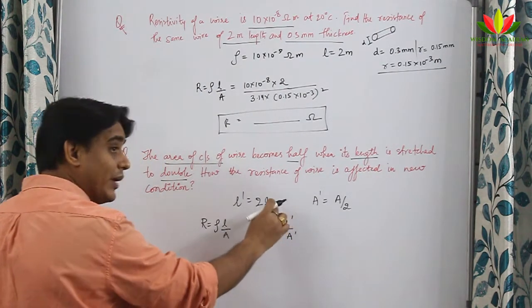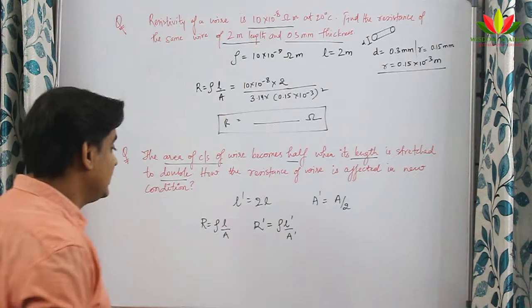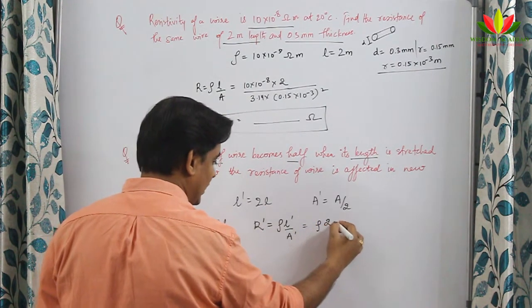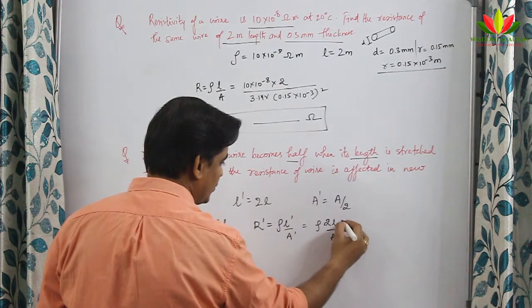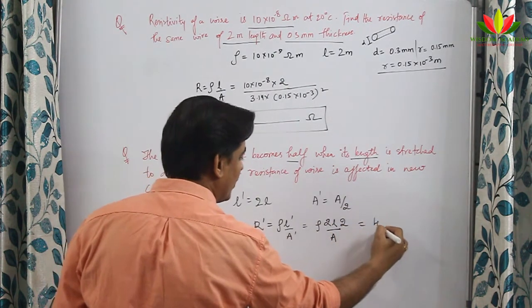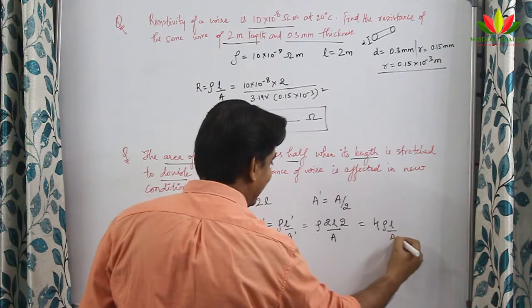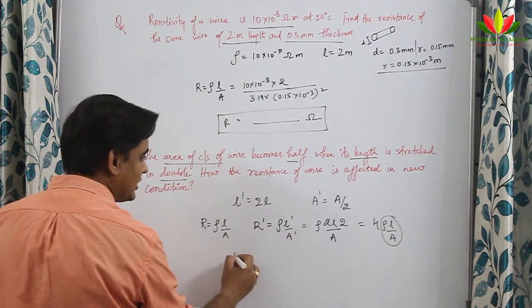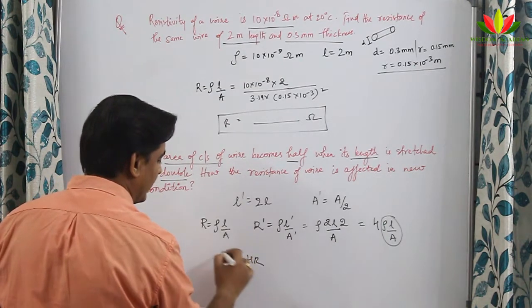Why am I not writing rho dash? Because I know resistivity will not change. So that will be equal to rho. What is L dash? 2L. What is A dash? A by 2. So I will get 4 into rho L by A. What is rho L by A? That is R. So R dash is equal to 4 times R.